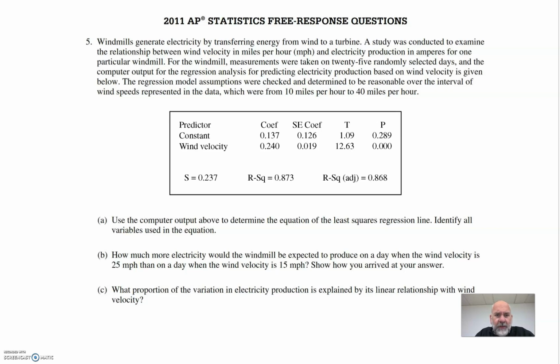Okay, well, the situation, windmills are doing stuff, and the regression model. What I'm noticing is computer output for the regression analysis for predicting electricity production based on wind velocity. So I know that it's the electricity against wind velocity. This is the situation that's going on here.